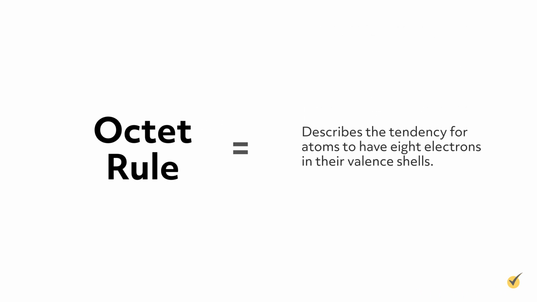Basically, the octet rule describes the tendency for atoms to have 8 electrons in their valence shells. When atoms have less than 8 valence electrons, they tend to react with other atoms to form more stable molecules. This process involves some atoms sharing electrons with other atoms to result in more atoms with a filled outer shell. The sharing of electrons is the basis of covalent bonding.